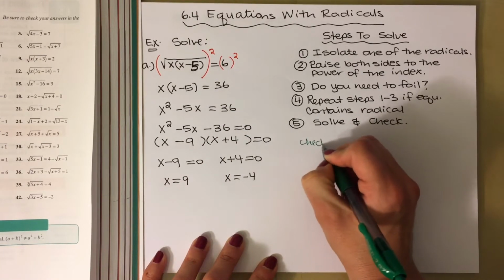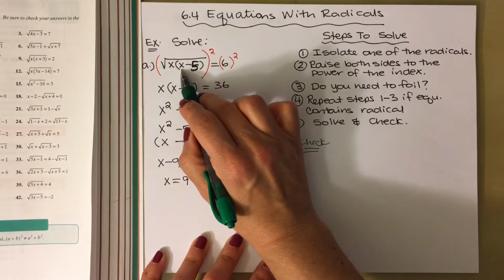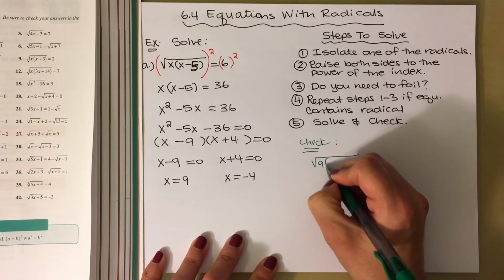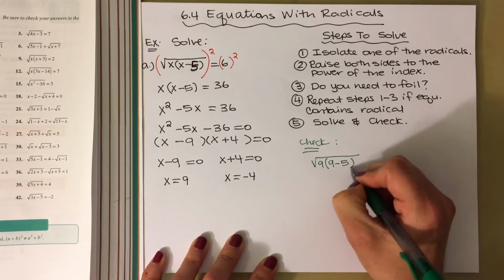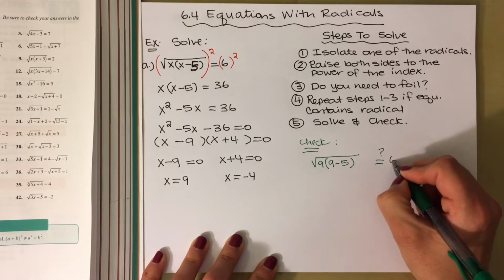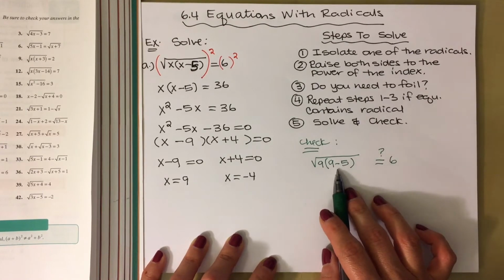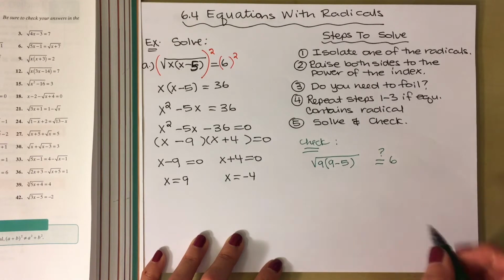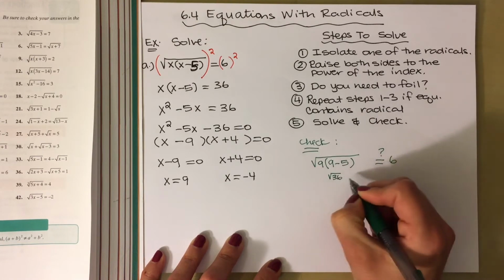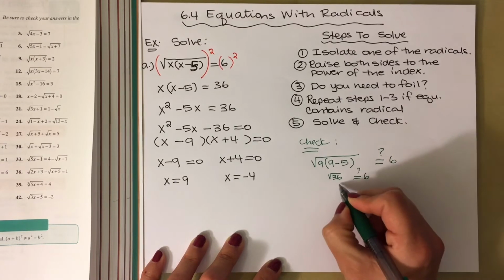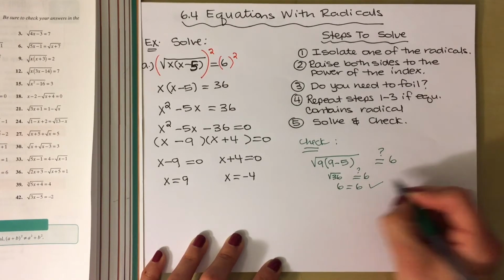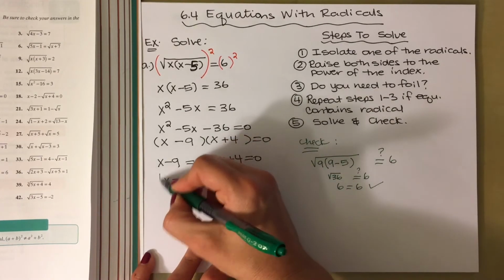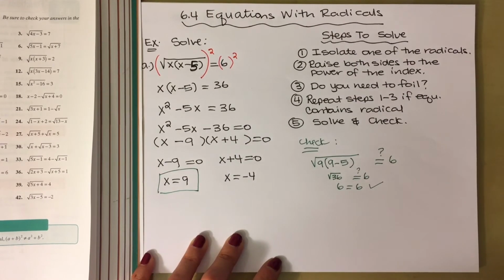Okay, so all you do is you take your answer and substitute it back. Is that going to be equal to 6? 9 minus 5 is 4. 9 times 4 is 36. Square root of 36 is 6. So 6 is equal to 6. As long as the left and right sides are equal, the solution works. I can box this. Let's try -4.